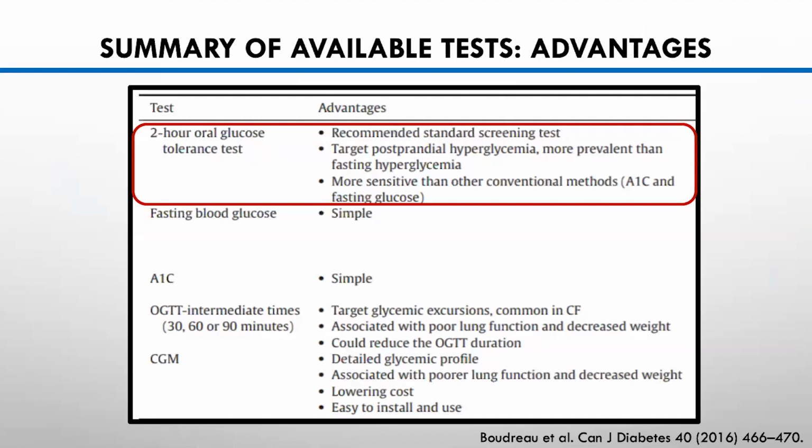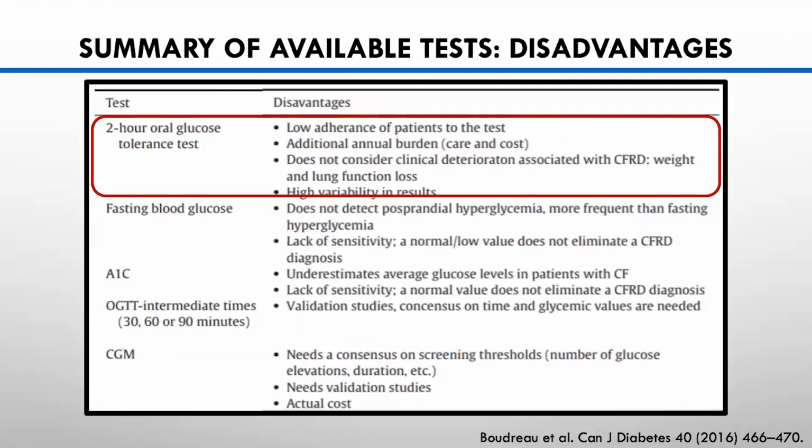It is more sensitive. It has a lot of advantages as compared to the fasting blood glucose, which is simple, but as we'll see on the next slide, not sensitive. It's the same for A1C, and continuous glucose monitoring systems at the bottom. We're still missing good data on large cohorts.